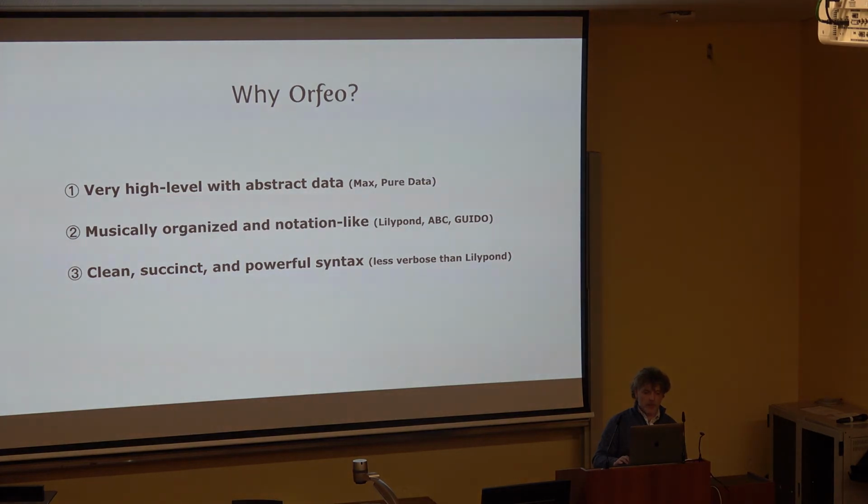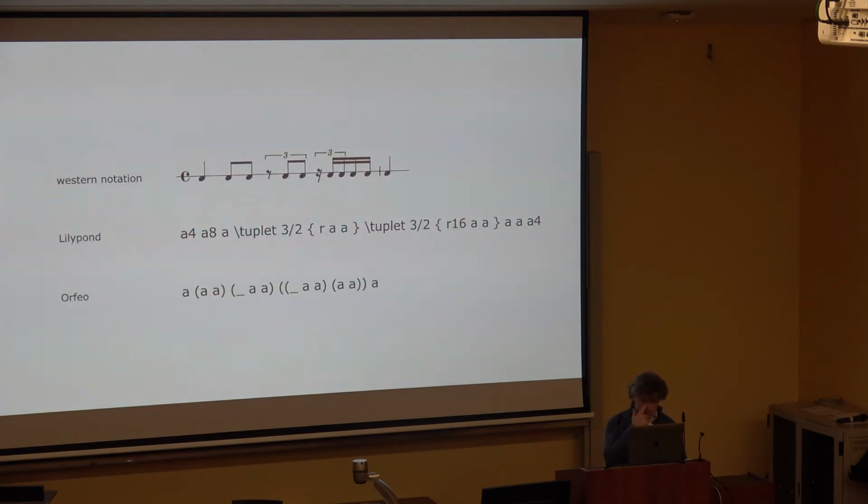Okay, so let's look at what I meant by clean syntax. We'll compare Western notation, Lilypond, and Orfeo for the same little music snippet here. In Lilypond, you have the 4 and the 8 to write the durations of the notes. They're tied with the type of note. And the tuplets are another way of writing it. Whereas in Orfeo, tuplets and how fast your notes are basically use the same system. So here we just need to use parentheses. It looks like beaming almost, which makes it easy to sight read, which was my main goal when I created Orfeo.